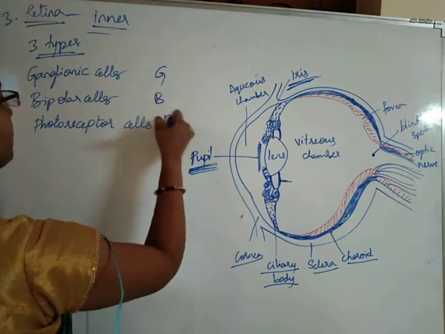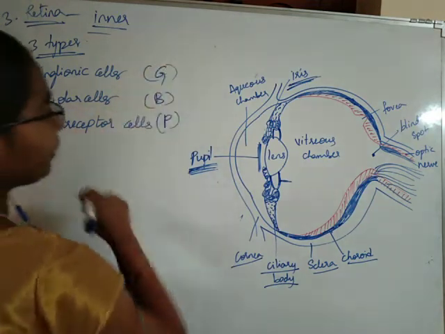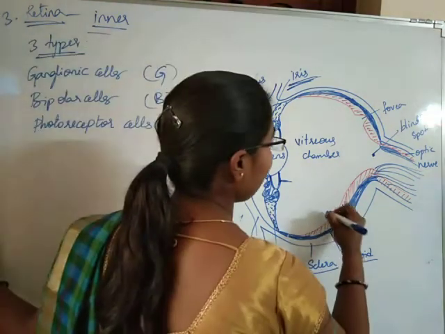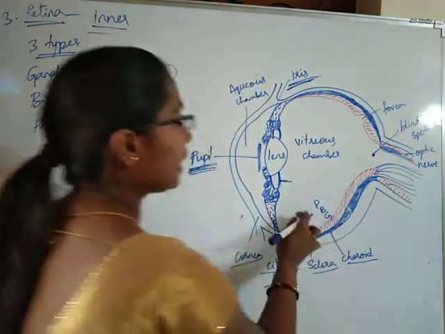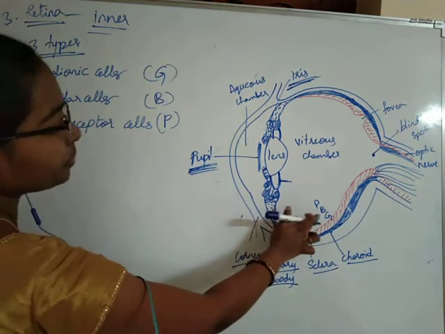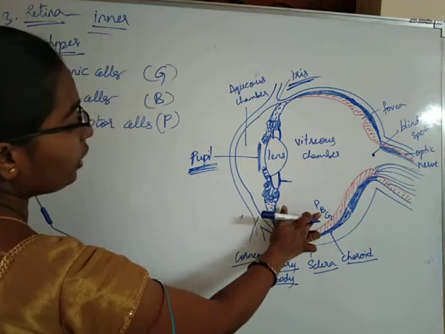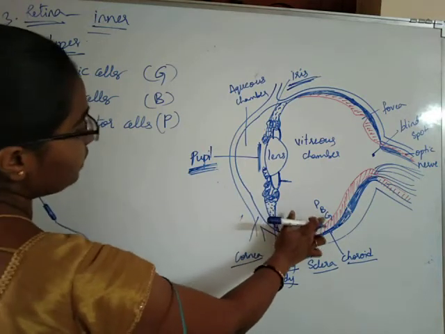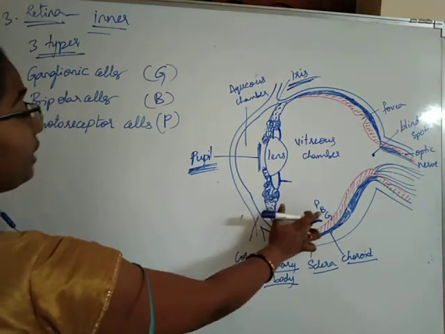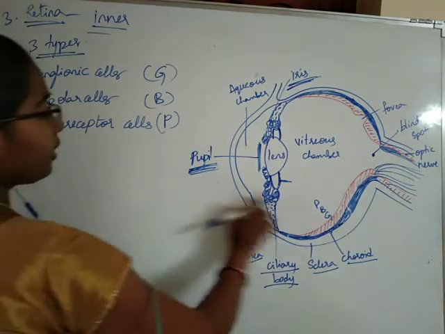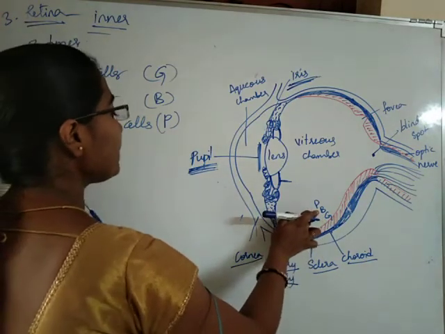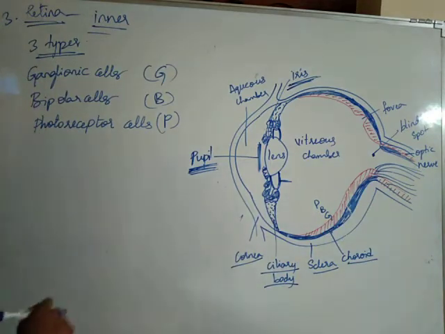GBP. In that way these are arranged: ganglionic cells, bipolar cells, and photoreceptor cells. From the inner side to the outer side, the cells are arranged in this way.